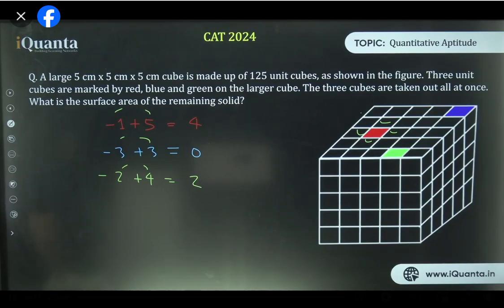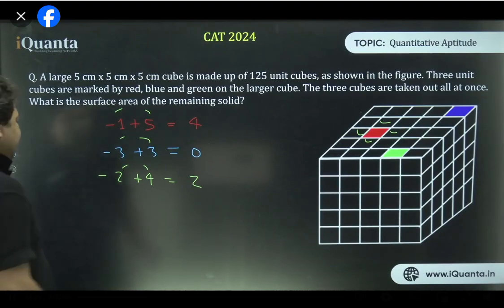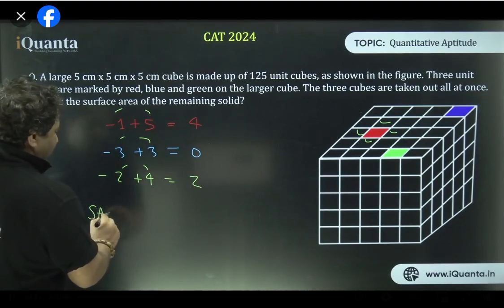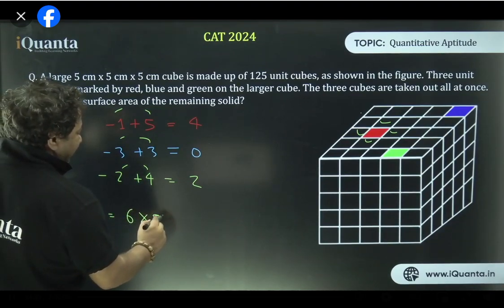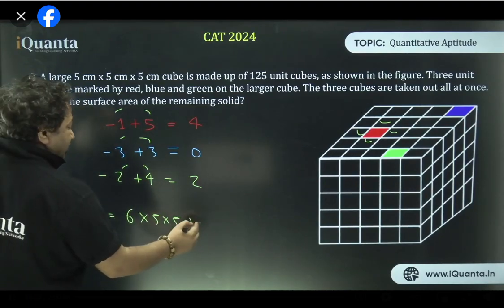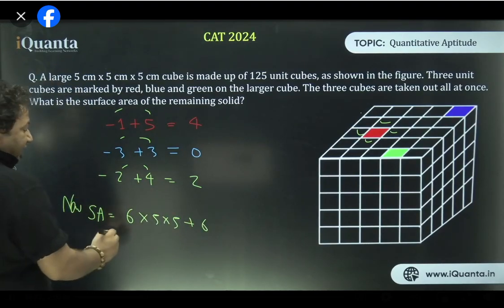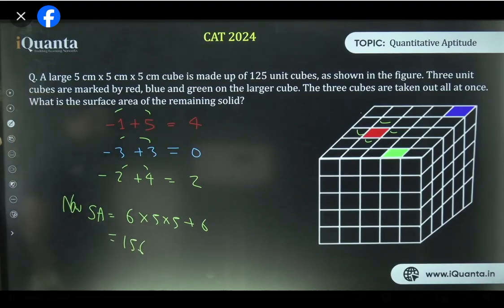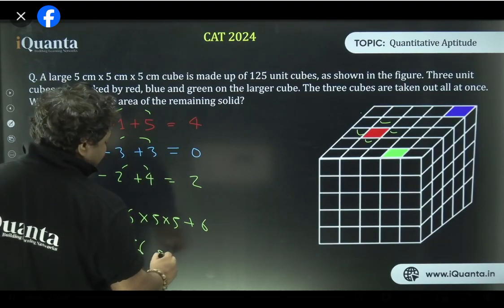All right. So initially, the surface area was 6 times 5 into 5. है ना, 6 faces, 5 into 5 each. So new will be इसमें plus 6 कर दो. There'll be new surface area. So we have answer as 156. I think all of you got that right. 156 square centimeters.